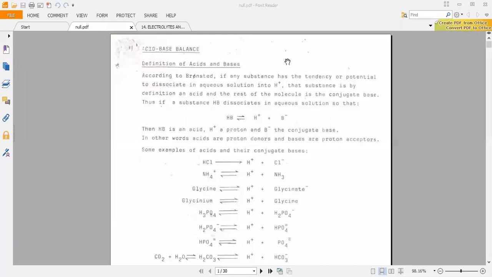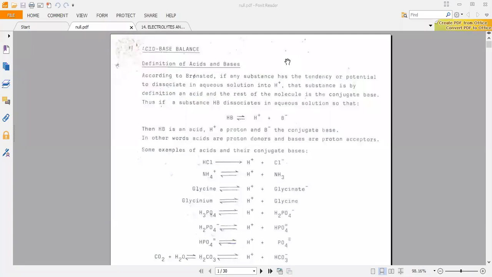So proton is H plus, and the H plus ions determine the pH of the system. Because the human system consists of a lot of proteins and enzymes, and we know that enzymes work at specific pH, it's important for us to keep the pH range of the body within certain limited values.